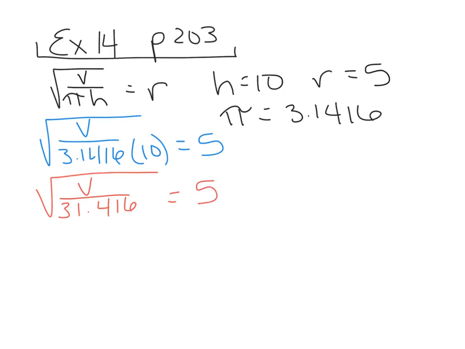Now I have my radical isolated here. To solve for this V, I need to get rid of this radical. You do that by using an exponent. The exponent that matches the index here is a 2. Same thing to both sides. So the radical will get canceled off. So I have V over 31.416 equals 5 squared, which is 25.